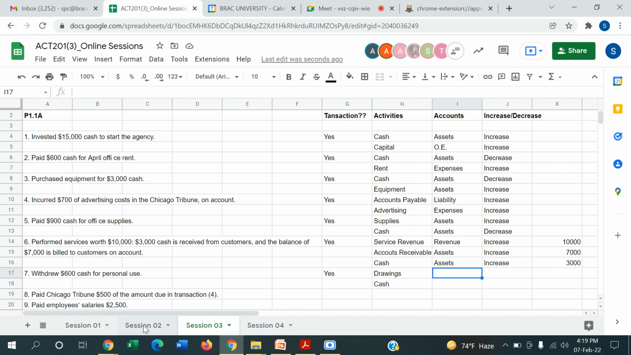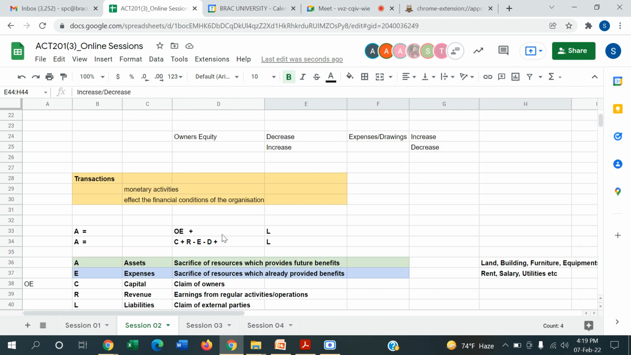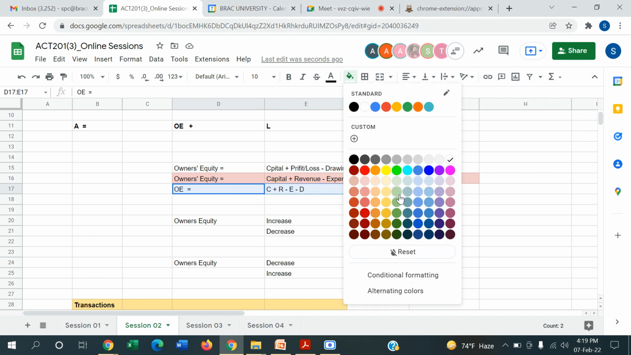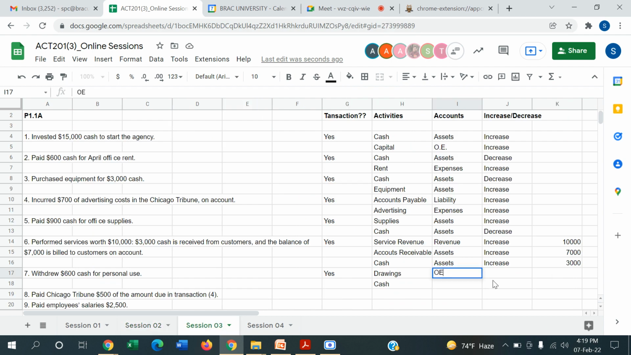Drawings is a part of owner's equity. If you can remember our last discussion, we have elaborated the owner's equity part. Can you remember this discussion? Capital, revenue, expense, drawings are parts of owner's equity. So drawings is a part of owner's equity, and cash is an asset, as we all know. So, by the drawings, owner's equity will increase or decrease?